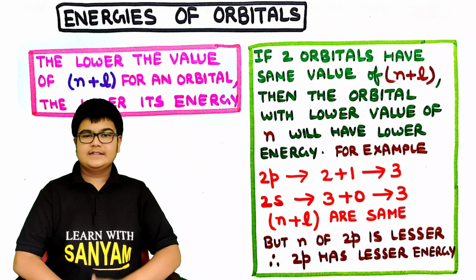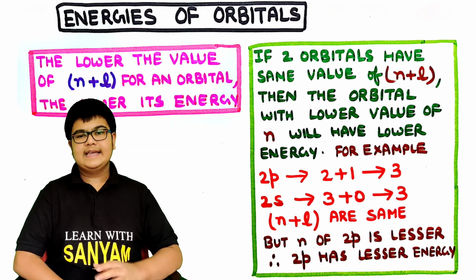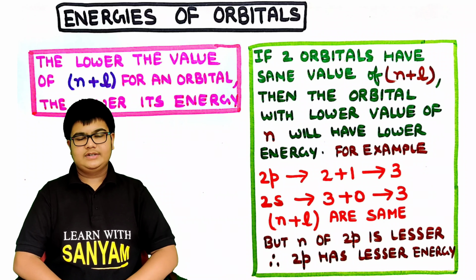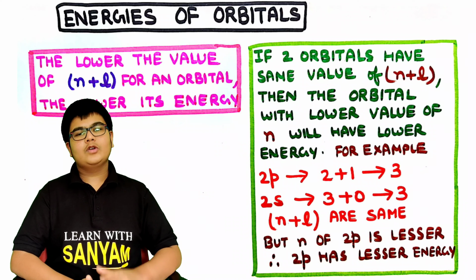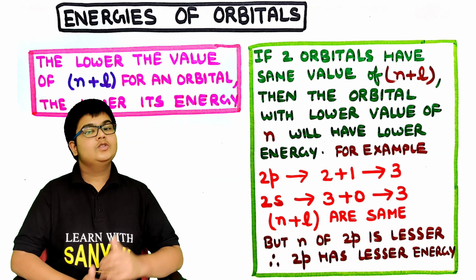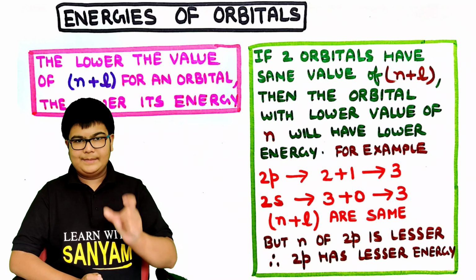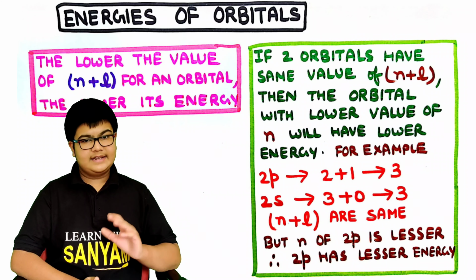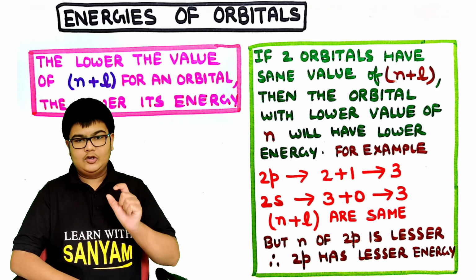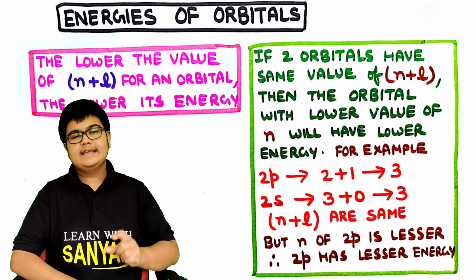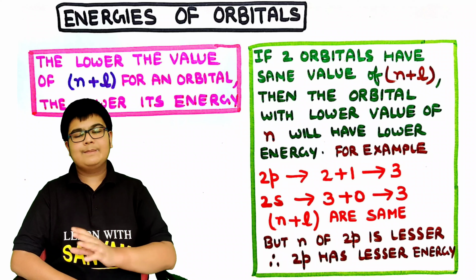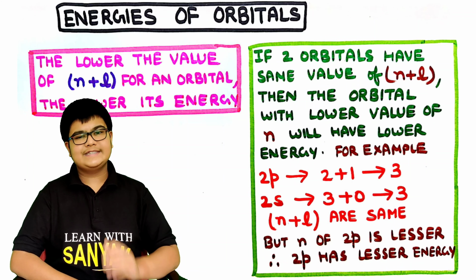Now if two orbitals have the same value of n plus L, then the orbital with the lower value of n will have lower energy. Sometimes we get a question in which both orbitals have the same value of n plus L. For example, the orbitals 2p and 3s have the same value of n plus L, that is 3, because in 2p we get n plus L as 2 plus 1 and in 3s we get n plus L as 3 plus 0. Both of them come out to be the same.